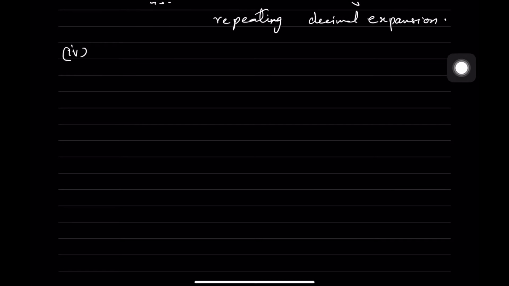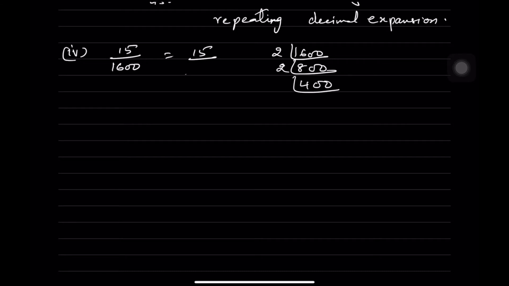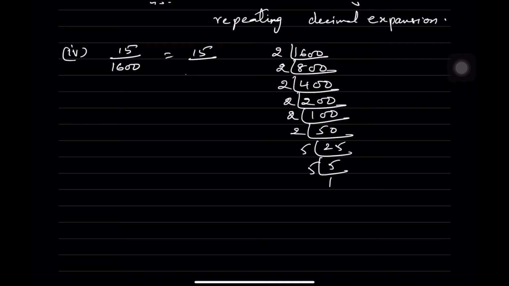Next, fourth one, 15 by 1600 is equal to 15 divided by 1600. The factors of 1600 are: 2 eights are 16, 2 fours are 8, 2 twos are 4, 2 hundreds are, then 2 fifties are, 2 twenty-fives are, 5 fives are. So how many 2s do we have? 1, 2, 3, 4, 5, 6.